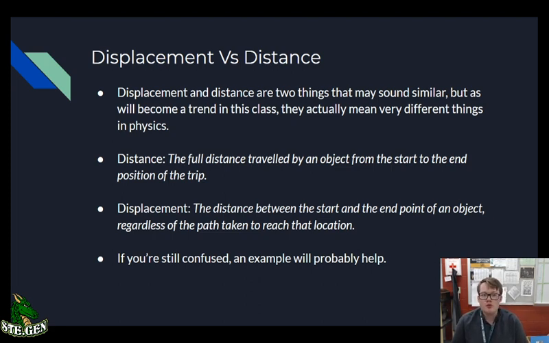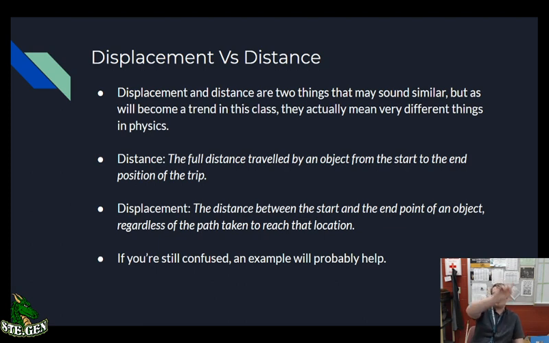And these two words sound really similar, and you probably think that they mean basically the same thing. If this was moved a distance of 5 feet, it was displaced 5 feet. But in reality, and this is going to become a trend in this class, they mean very different things in physics. Distance is the full, I know I'm using the word in the definition, but the full distance traveled by an object from the start to the end position of a trip.